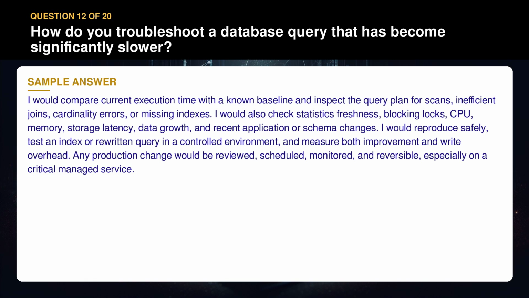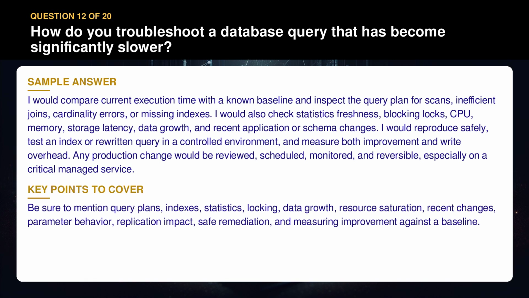Any production change would be reviewed, scheduled, monitored, and reversible, especially on a critical managed service. Be sure to mention query plans, indexes, statistics, locking, data growth, resource saturation, recent changes, parameter behavior, replication impact, safe remediation, and measuring improvement against a baseline.